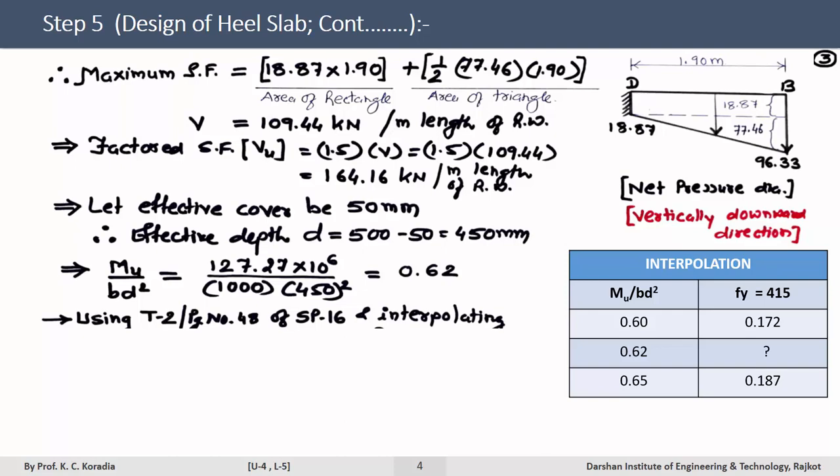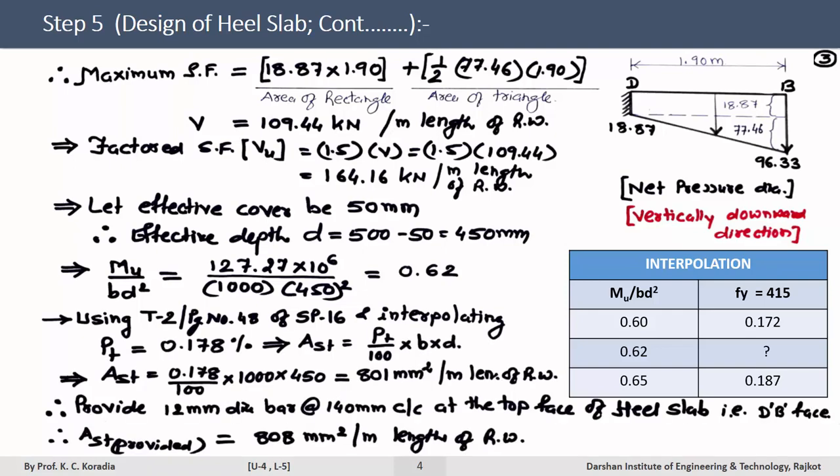It is observed that while interpolating, we get the value of PT as 0.178%. The corresponding area of steel will be equal to PT divided by 100 into B into D, that is 0.178 divided by 100 into 1000 into 450, which gives 801 mm square per meter length of retaining wall. This is the required tensile steel in our heel slab. 801 mm square will be equal to 8.01 centimeter square.